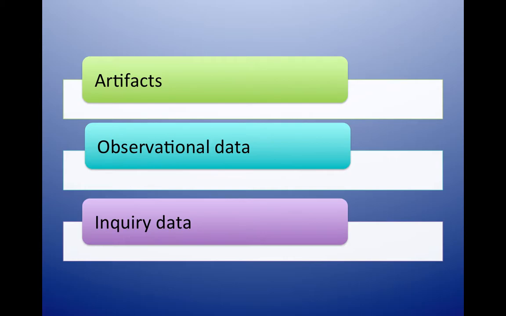You don't even necessarily have to have a source from each of these categories, although that might be a good goal to have, but you don't have to. I'm going to give you an example that has triangulation of data just from the artifacts category. But this is a place to begin.